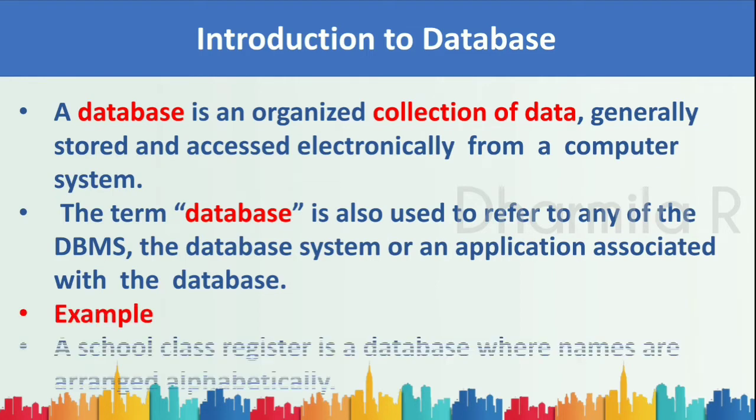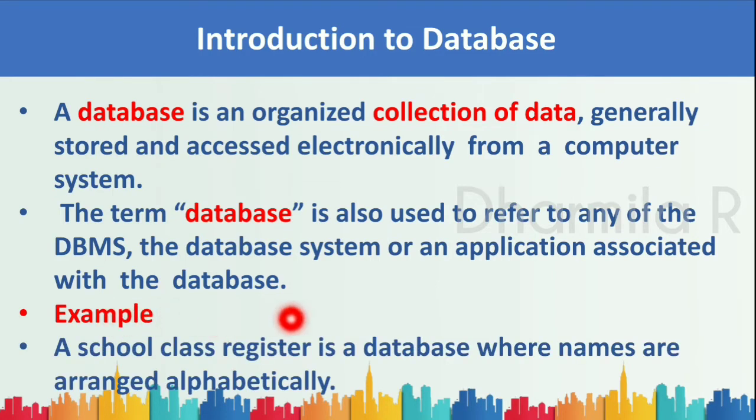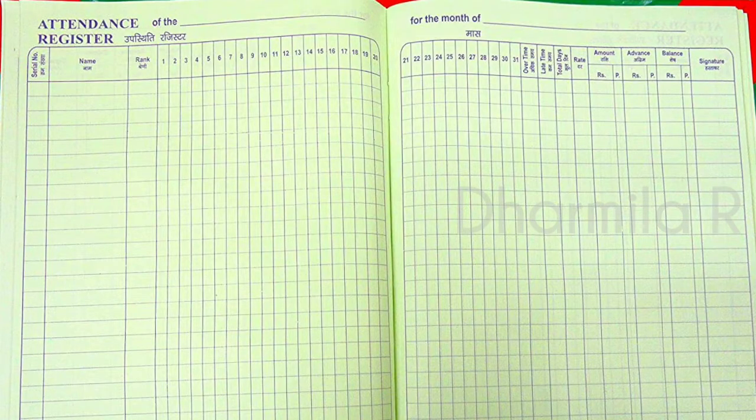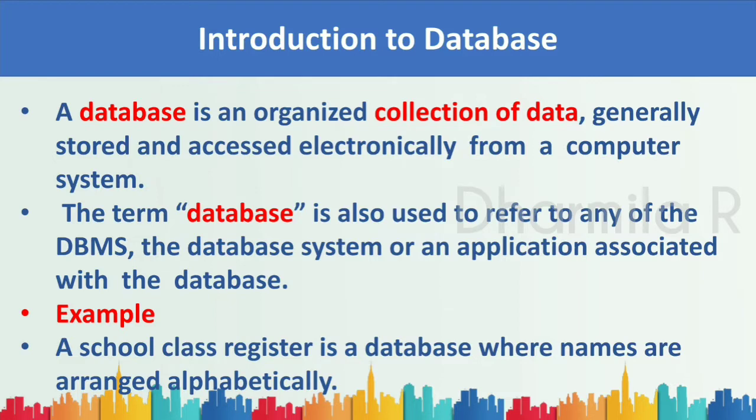For example, a school class register is a database where names are arranged alphabetically. So this is an example of a database. The class register will be in a table format, full of rows and columns. The names and the attendance will be maintained in a table format.